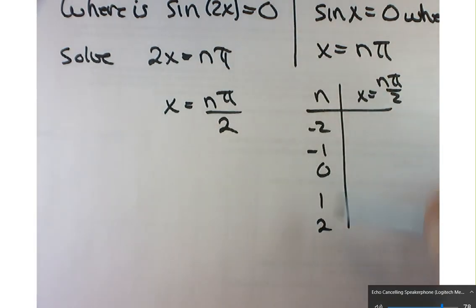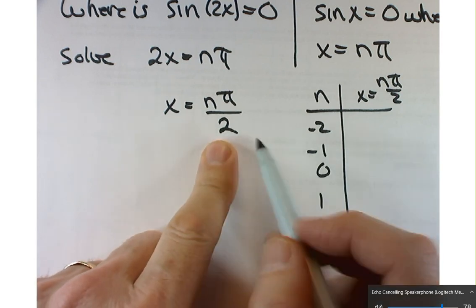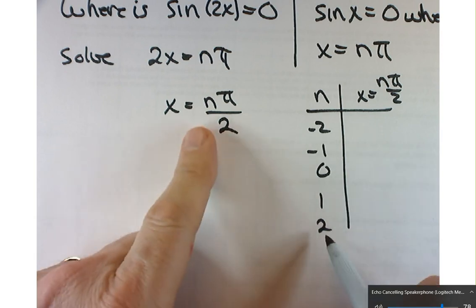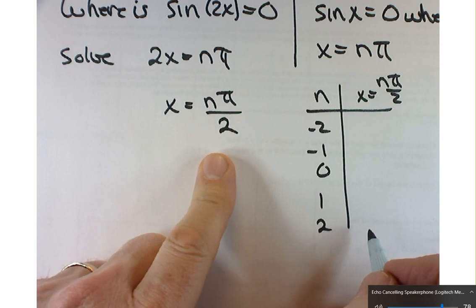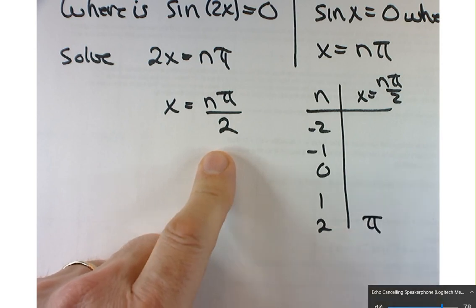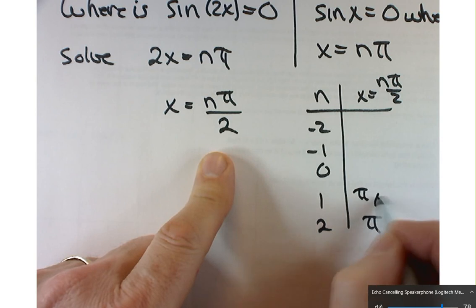Remember, n is an integer. So what values would that give me here? Let's start with n equal 2. What would I get? Pi. What about if n equals 1? Pi over 2.